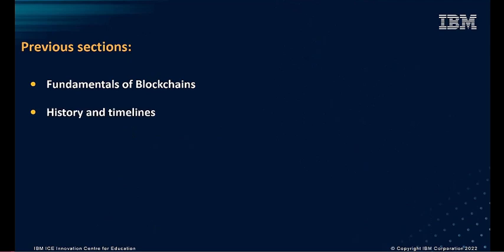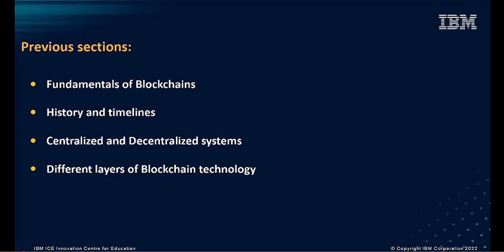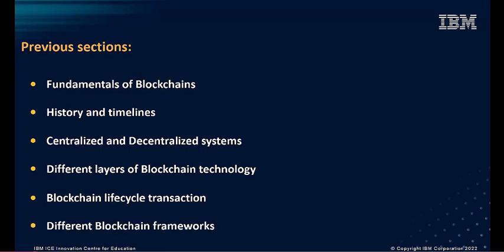In the previous modules, we discussed the fundamentals of blockchain, history and timelines, centralized and decentralized systems, layers of blockchain technology, how a transaction happens on a blockchain, and the important blockchain frameworks. In this module, we will understand what are some practical use cases of blockchain. The best way to understand blockchain is to take a look at its practical applications and services. We'll therefore examine the most practical blockchain applications.